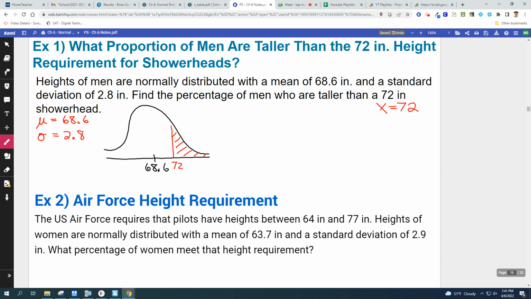All right. So we've got a couple of different ways of doing this. One way is to standardize the curve. Change it from this into something more standard. All right. So how you do that is you need to get a z-score. And we've got a formula for that. Z equals x minus the mean over the standard deviation. In this case, that's 72 minus your mean was 68.6, over our standard deviation of 2.8. So we want to calculate that.